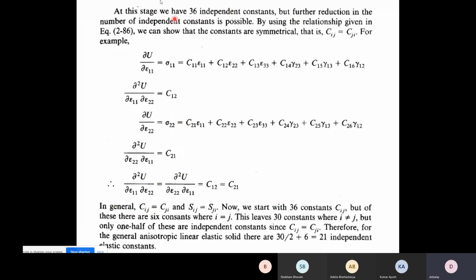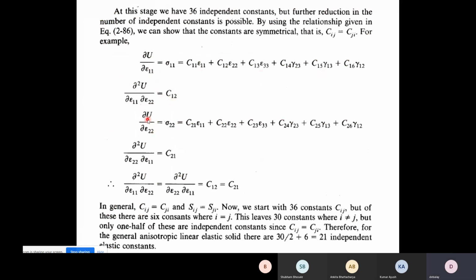Now, as I said, there is one more relation. If you take a derivative of distortion energy with respect to a particular strain component, you get back the particular stress component, and that stress component you expand. So del U by del epsilon 1 you will get sigma 1, and you can write it as C11 epsilon 11, C12 epsilon 22, C13 epsilon 33, C14 gamma 23, C15 gamma 13 like that. If you do a double derivative, you will get back a particular stiffness constant, that is C12.